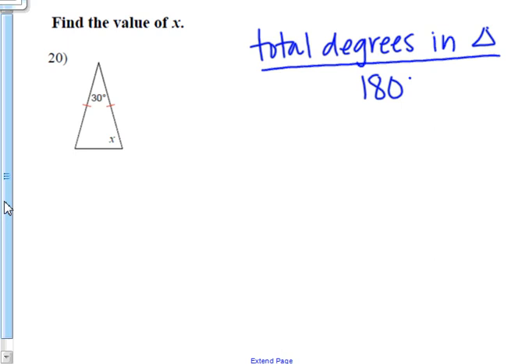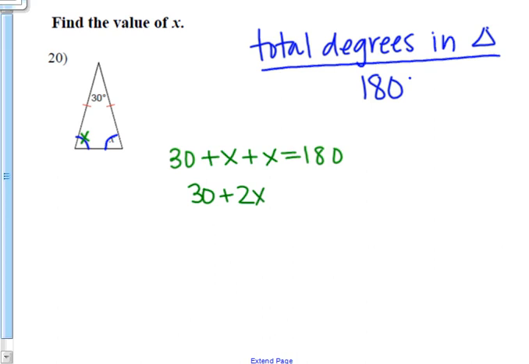So if I know that this and this are the same measure, I could do one of two things. I could set up a little equation saying, okay, well, if that is x, this is also x, because those have to be the same. I can say 30 plus x plus x has to be 180. It just has to be. Well, x plus x is 2x. So 30 plus 2x equals 180.